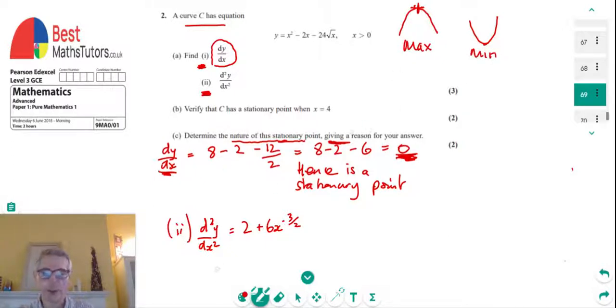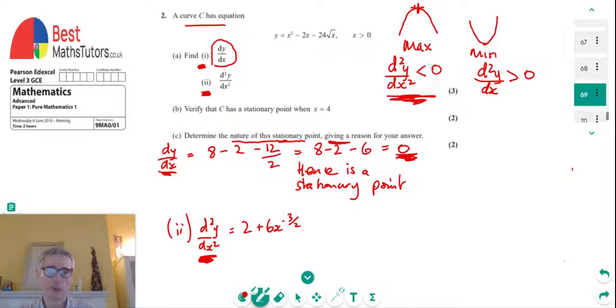And our second differential is what will tell us which is which. If d2y by dx squared is less than 0, we've got a maximum. And if d2y by dx squared is greater than 0, we've got a minimum. That seems slightly counterintuitive in that you think of maximum as being a big number, but in the case of the second differential, it's negative if we have got a maximum.